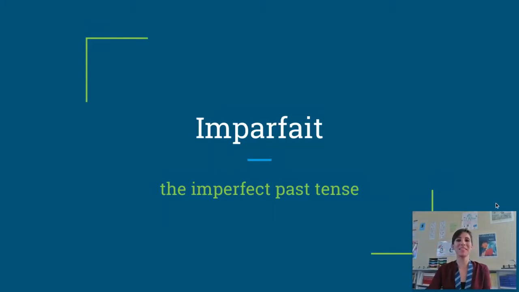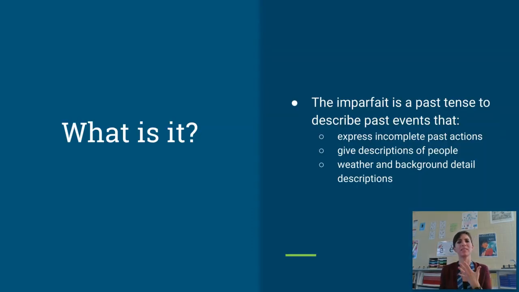Bonjour tout le monde. Today we are talking about the imparfait, or the imperfect past tense in French. Now, what is it? The imparfait is a past tense to describe past events that express incomplete past actions. For example, the action of being or the action of having age, because it's not something that happens one moment and is done. Instead, it continues for a little bit, and you don't have a defined ending time.